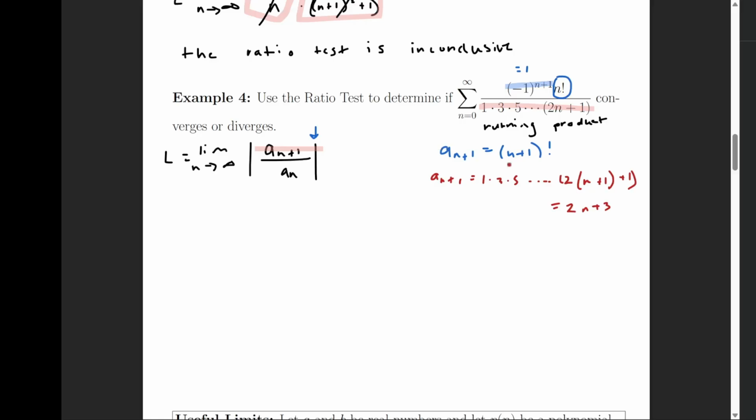So if we rewrite it over here, we've got the limit. I'm going to just go straight to keep change flip, so don't get confused. We have the top one, which is just n plus 1 factorial, and then the bottom is this one right here. So we have 1 times 3 times 5 times whatever between, and then 2n plus 3.